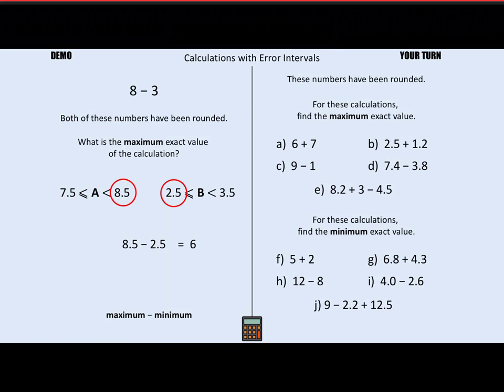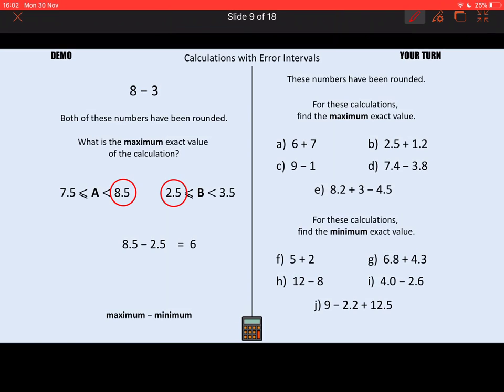You're definitely wanting to be looking at these questions here where you've got 1.2. That has been rounded to 1 decimal place, so your error interval is going to include 2 decimal places. So 1.2 is going to be 1.15, let's call it x, all the way up to 1.25, okay? Now, pause the video, have a go at these questions.